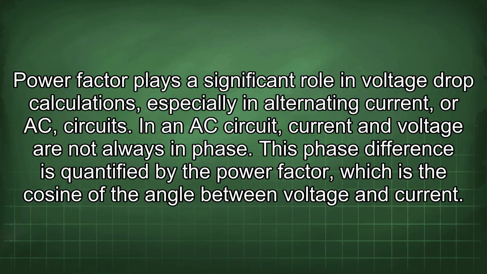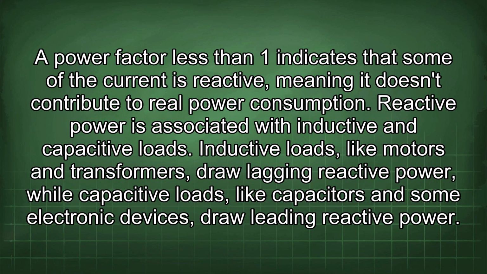Power factor plays a significant role in voltage drop calculations, especially in alternating current, or AC, circuits. In an AC circuit, current and voltage are not always in phase. This phase difference is quantified by the power factor, which is the cosine of the angle between voltage and current. A power factor less than 1 indicates that some of the current is reactive, meaning it doesn't contribute to real power consumption. Reactive power is associated with inductive and capacitive loads.